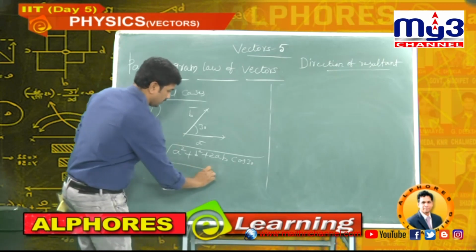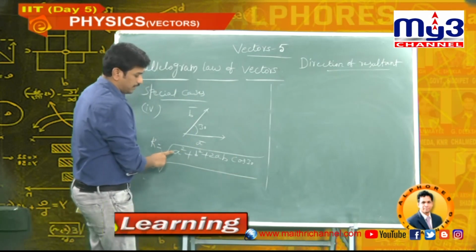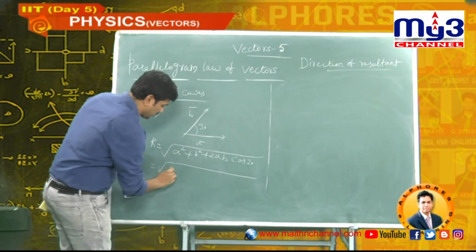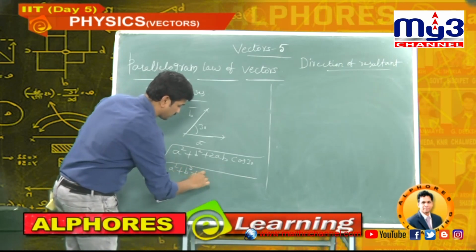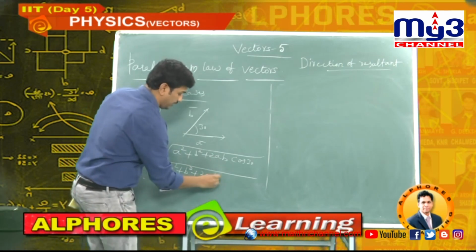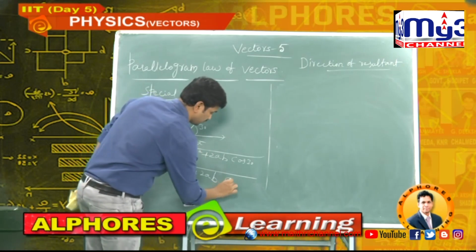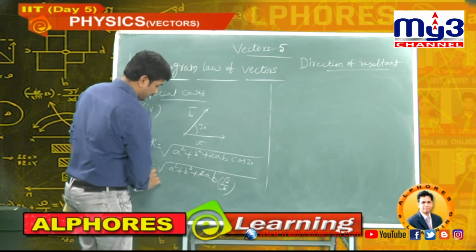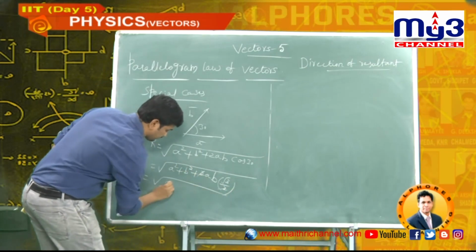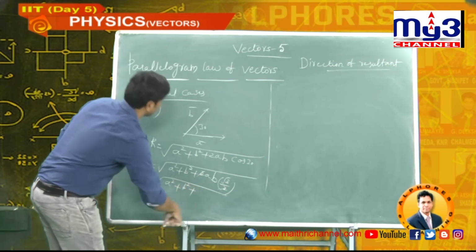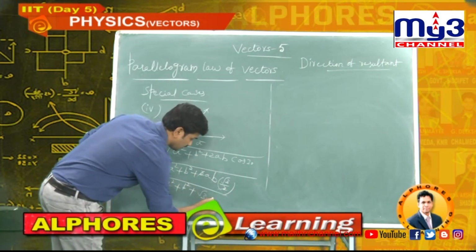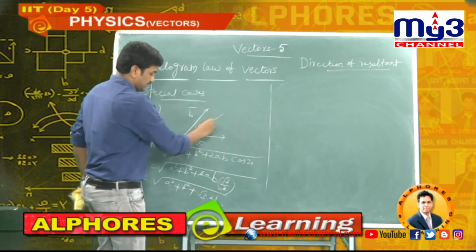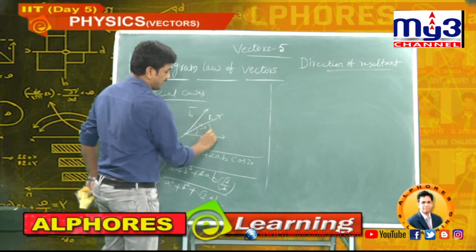Now, how many times am I using this formula? That's only for practicing. A square plus B square plus 2AB cos 30, value root 3 by 2, the 2 cancels. Now, what is the answer here? Root over A square plus B square plus root 3AB. Now, this is the resultant. Now, this resultant with A bar, what is the angle?